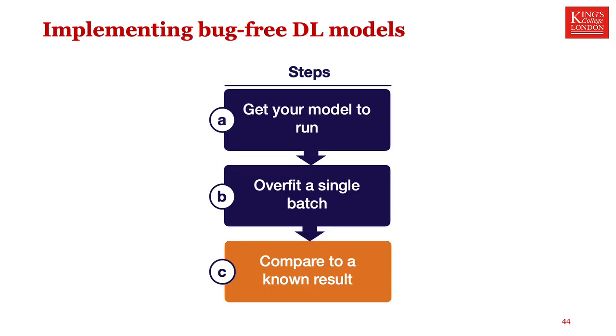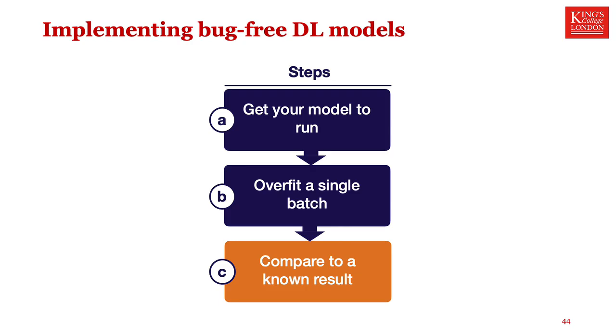If the error goes down when you're overfitting on a single batch, that still does not mean that your model is doing exactly what it's supposed to do. It just means that at least those very fundamental issues are not there, but other issues might still be there. So the next thing you need to do is to compare the result you got, or the network that you've implemented, with some well-known result or the original publication result.